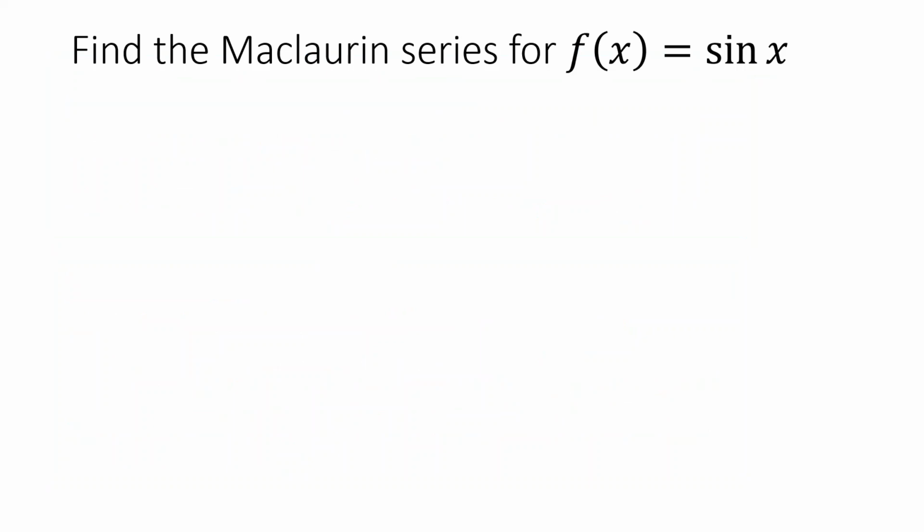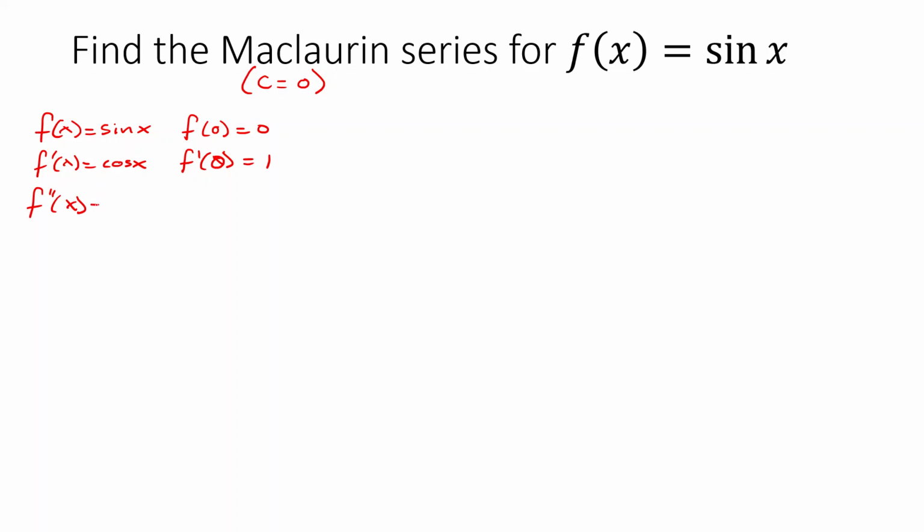All right, so let's find the Maclaurin series for f of x equals sine of x. Maclaurin means that we are centered at 0. So we need to take a whole bunch of derivatives of this f of x, which is sine of x, and then we keep plugging in 0. So f of 0 is 0. f prime of x is cosine of x. f prime of 0 is 1. f double prime of x, the derivative of cosine, is negative sine of x. f double prime of 0, if you plug in 0 here, sine of 0 is 0.